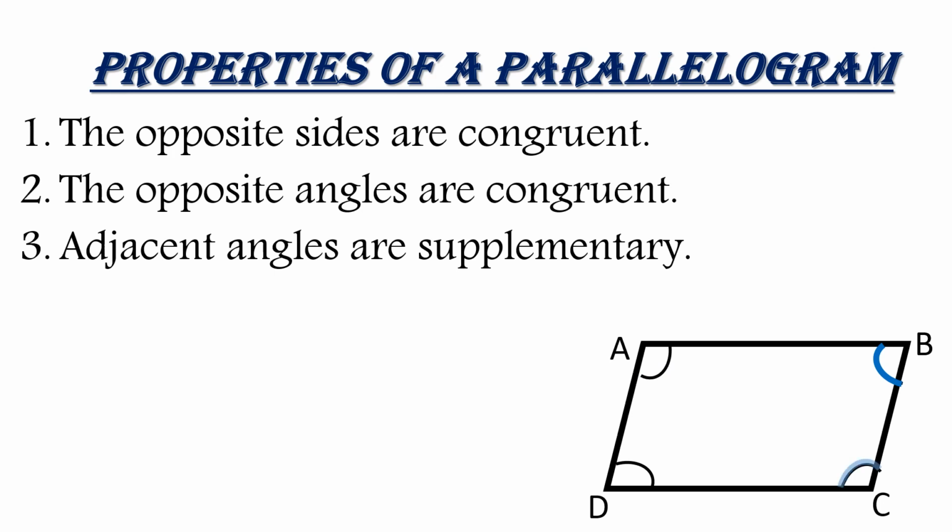Angle B and angle C are another pair of adjacent angles and they will also be supplementary. Similarly, angle C and angle D are adjacent angles and they are also supplementary. And the last one is angle D and angle A, which are also adjacent angles and they will also be supplementary.